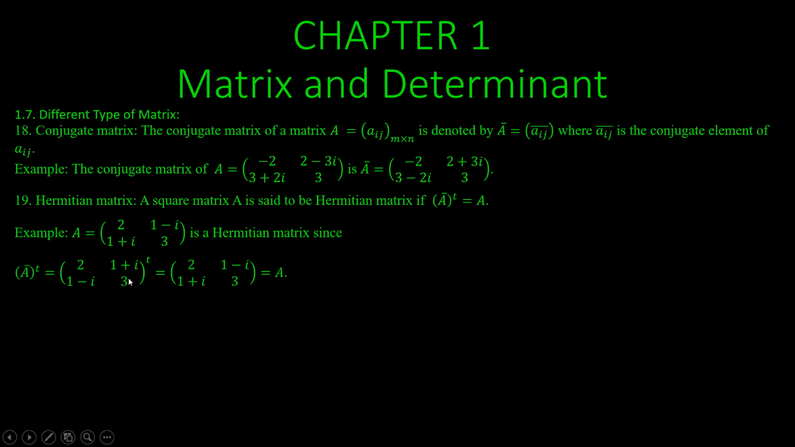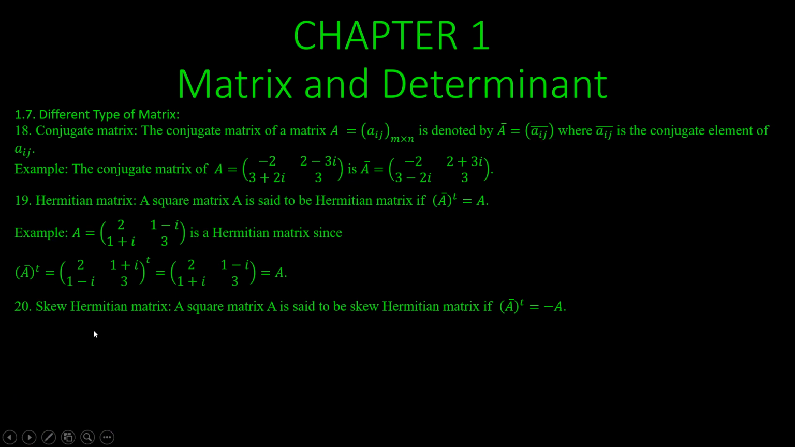But again, we have to take the transpose of it. Transpose means we have to make the first row the first column and the second row the second column. Here the first row is 2, 1 plus i, so we make it the first column, 2, 1 plus i. And the second row is 1 minus i, 3, so we make it the second column, 1 minus i, 3. And it is equal to the given matrix A. Since the transpose of the conjugate of the given matrix A equals A, we can say that A is the Hermitian matrix.